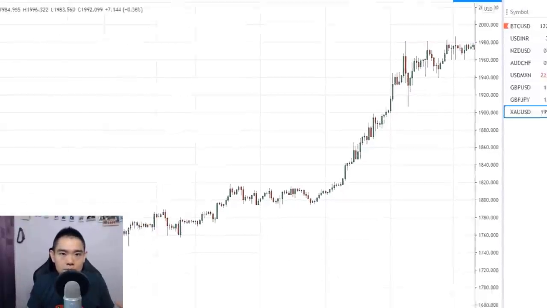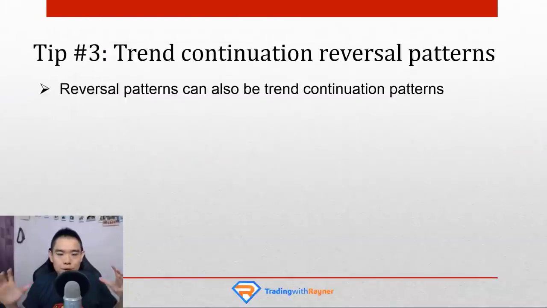So hopefully this tip lets you know that in trading, you can't say this pattern is a reversal pattern, so you can't trade it as a trend continuation. No, you have to be versatile, and understand that reversal patterns can also act as trend continuation patterns. Make sense?